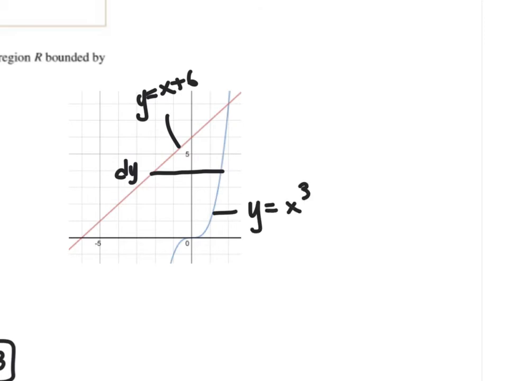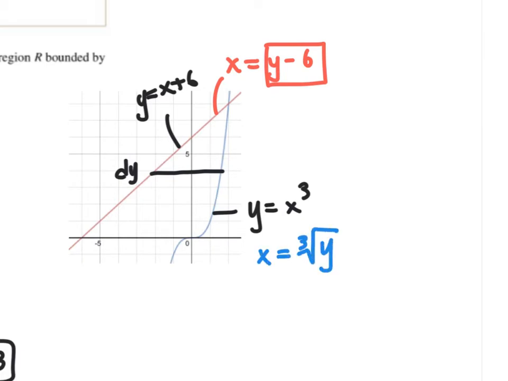So now what I have to do, these are functions of y in terms of x, okay? So I need to now solve these equations for x. And so from here, if I solve this, I'm going to get x is equal to y minus 6. And this is the function that I'm going to use. Now over here, if I wanted to solve for this, I would take the cube root. So I get the function x is equal to the cube root of y.